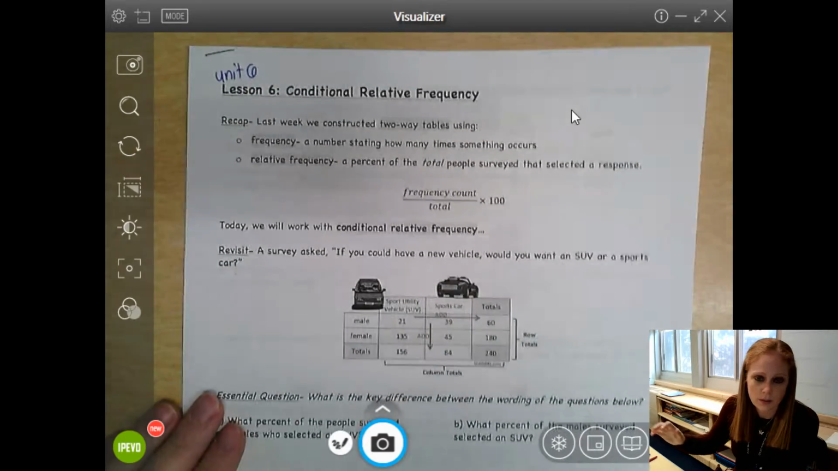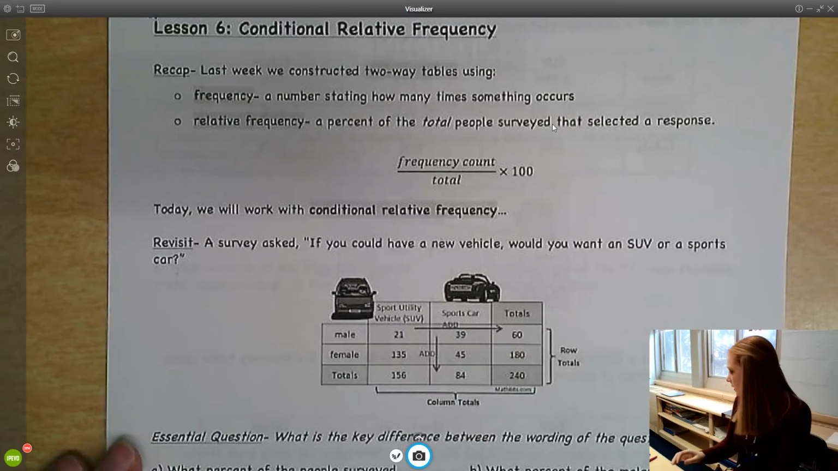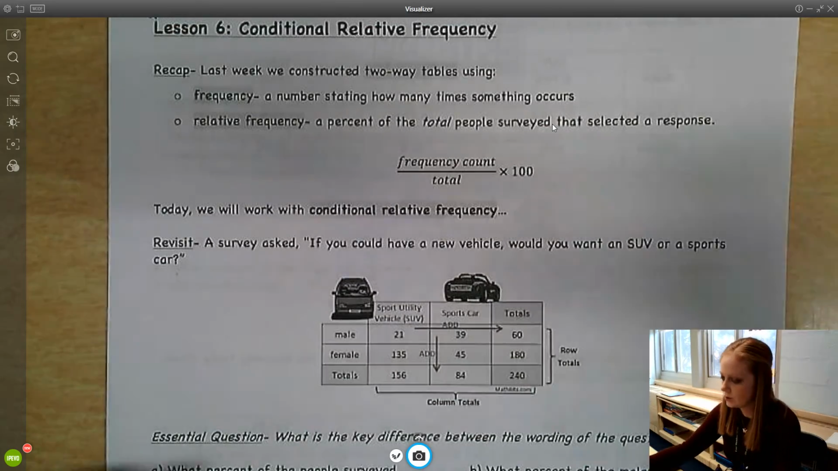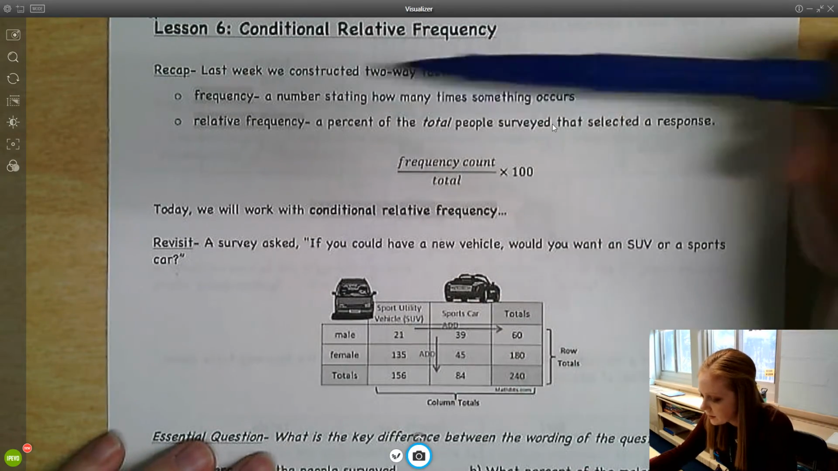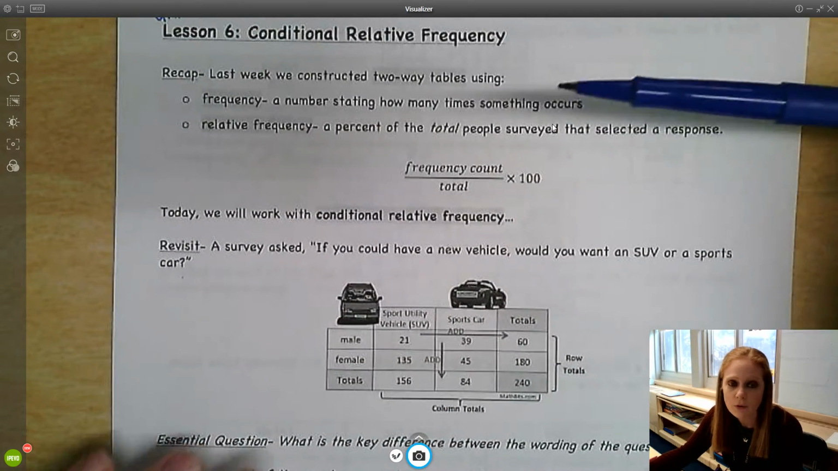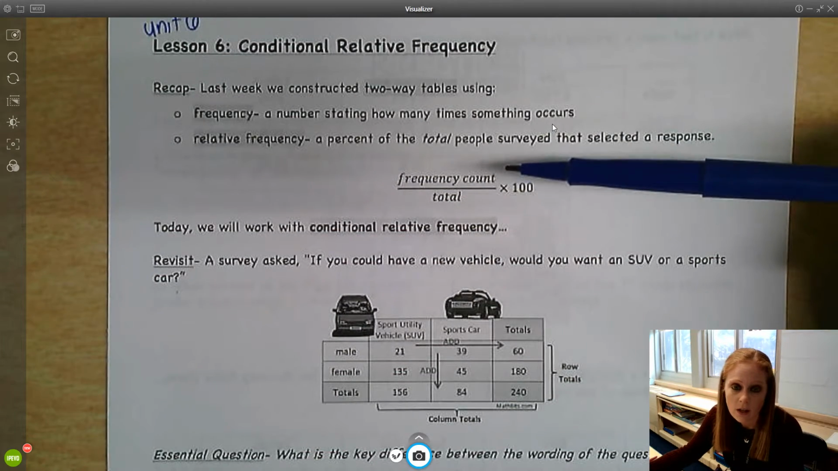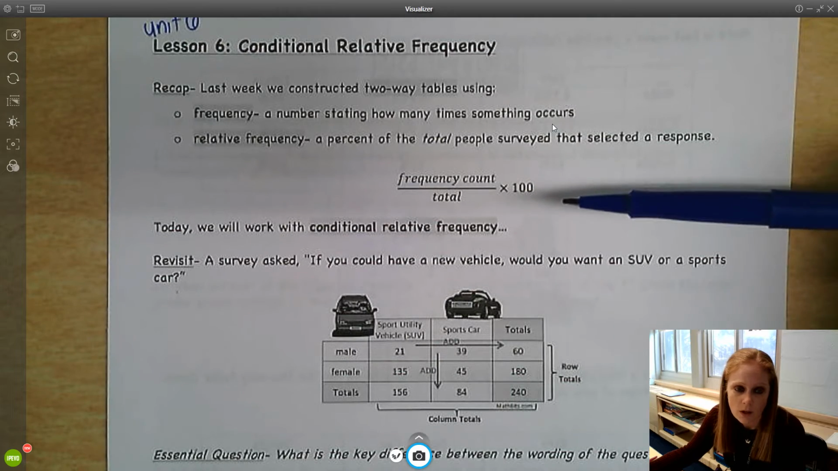All right, Unit 6, Lesson 6 on conditional relative frequency. Okay, so some vocabulary. Frequency is a number stating how many times something occurs. That's just the number from the table. Relative frequency we did in the last lesson, which was the percent out of the total, like the grand total. And we did that by finding frequency over the total times 100.